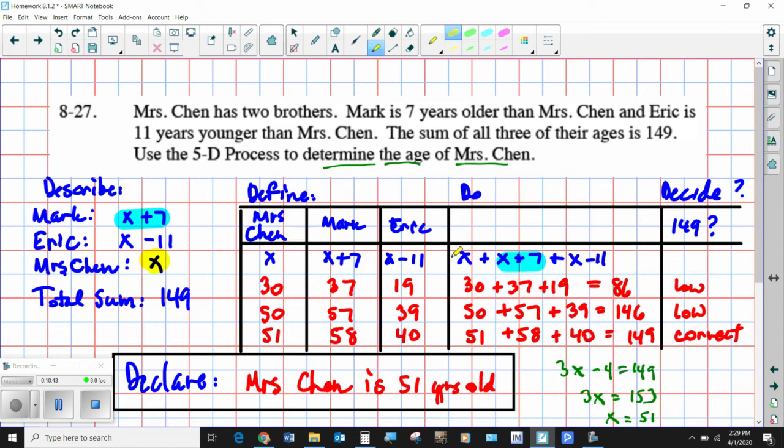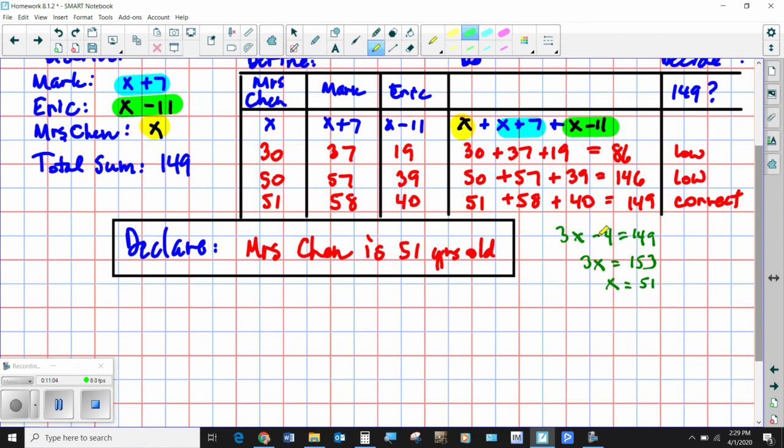Mrs. Chen is X. Mark is X plus 7, and Eric is X minus 11. And when you combine all those, you get 3 X's, and 7 and negative 11 is equal to negative 4. And since their combined ages was 149, then we'll make the equation 3x minus 4 is equal to 149, which makes 3x is equal to 153. And when you divide that by 3, you get 51.